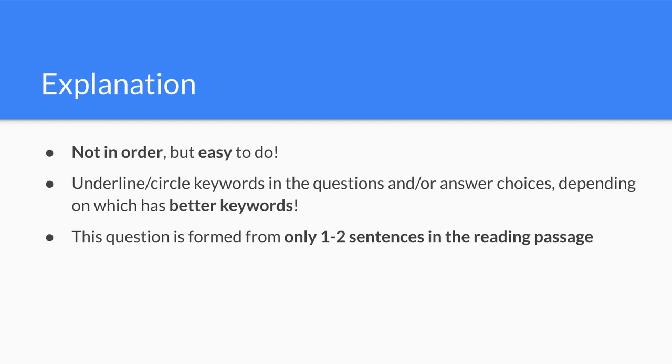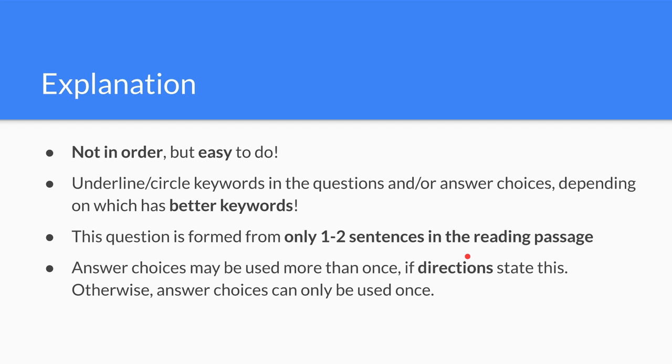Next, just like always, this question is going to be formed from only 1 to 2 sentences in the reading passage. Now, typically, answer choices can only be used once. So most of the times, when you get answer choices, those answer choices can only be used once. However, there can be times when there are more questions than the answer choices. For example, there might be 5 questions, but only 4 answer choices. But if this is the case, the directions will tell you. It's going to tell you in the directions that an answer choice may be used more than once.